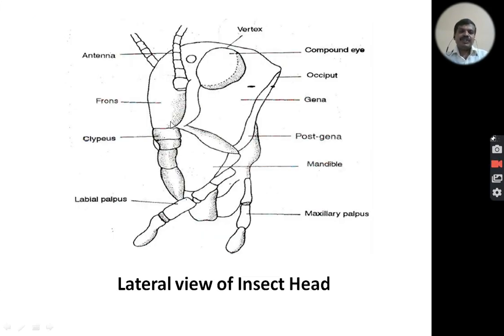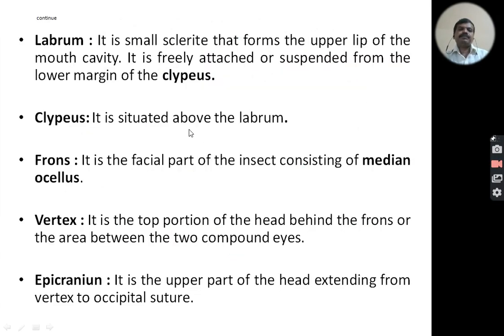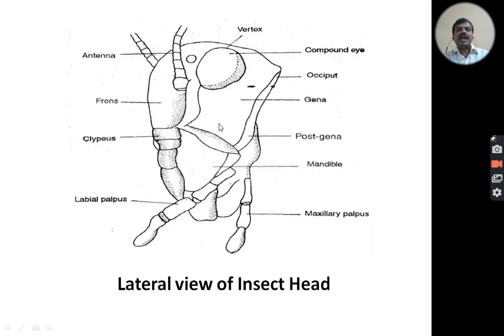Here you can see the clypeus. This slide shows the lateral view of the head, where you can see the clypeus, the structure to which the upper lip, the labrum, is attached. The next is the clypeus. It is situated above the labrum. So this is the labrum, and above the labrum you can see the clypeus.